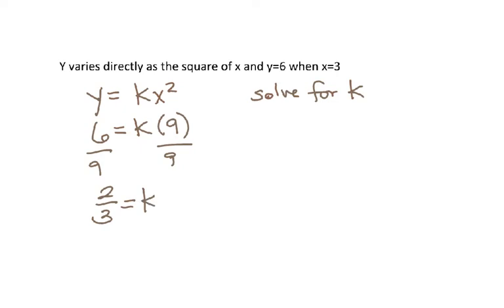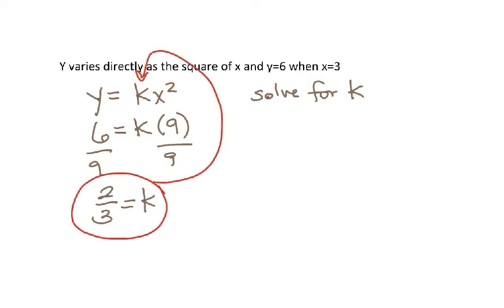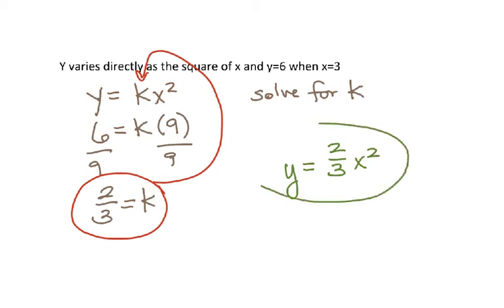And then what we do is we take this 2/3 for k and we put it back into the original equation. So it looks like this. y equals 2/3 x squared. And that's your answer. So what you're doing is you're setting up a generic direct variation equation, solving for that constant k, and then putting that constant k back into your original equation.